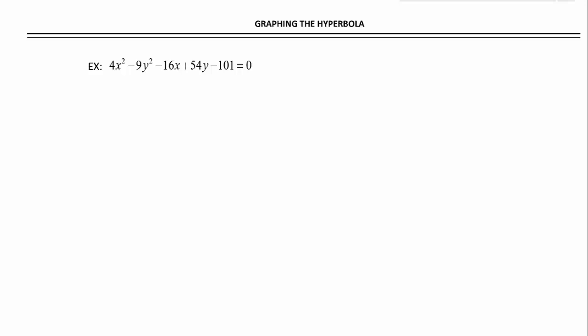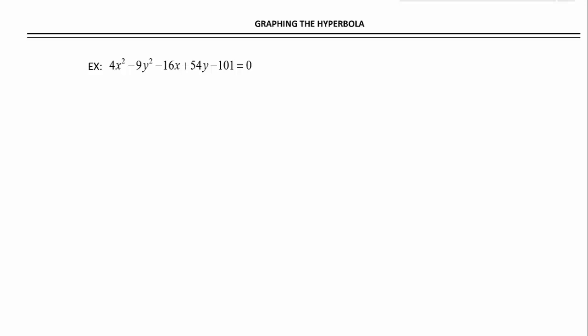In this video, we're graphing one more hyperbola. This hyperbola is in general form. You'll notice it's not in our standard form where we see parentheses and we're equal to 1. So we're going to need to complete the square to transform this from general form into standard form.